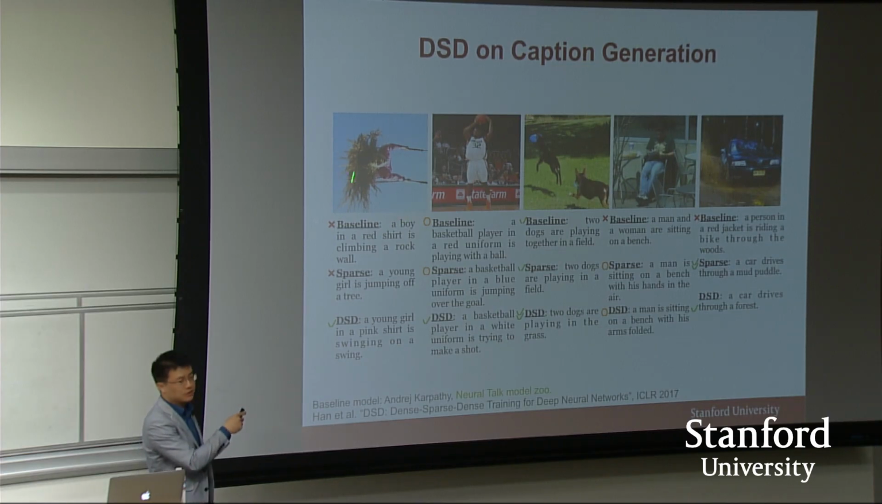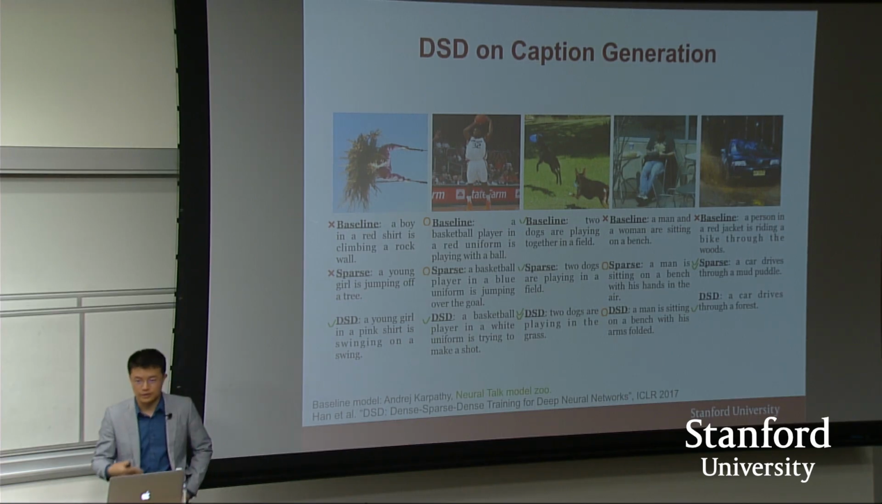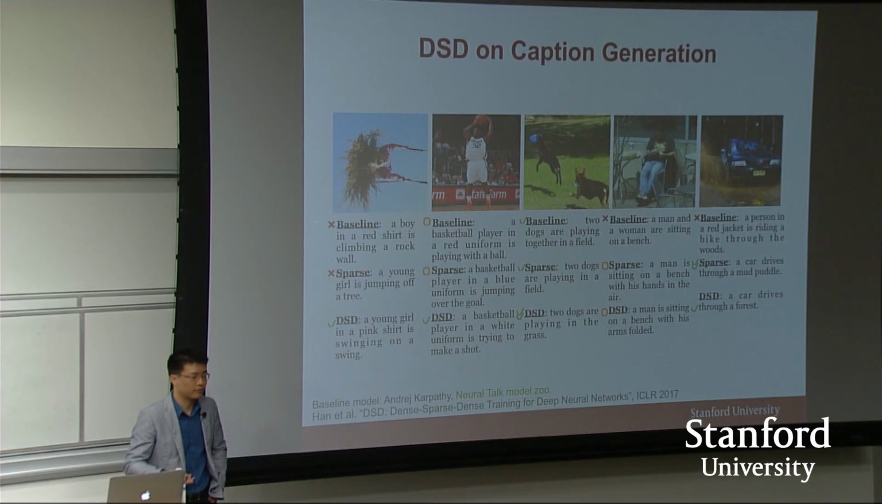For example, this is a very challenging figure. The original baseline of NeuralTalk says a boy in a red shirt is climbing a rock wall. And the sparse model says a young girl is jumping off a tree, probably mistaking the hair for either the rock or the tree. But the Sparse-Dense training, by using this kind of regularization in the low dimensional space, says a young girl in a pink shirt is swinging on a swing.